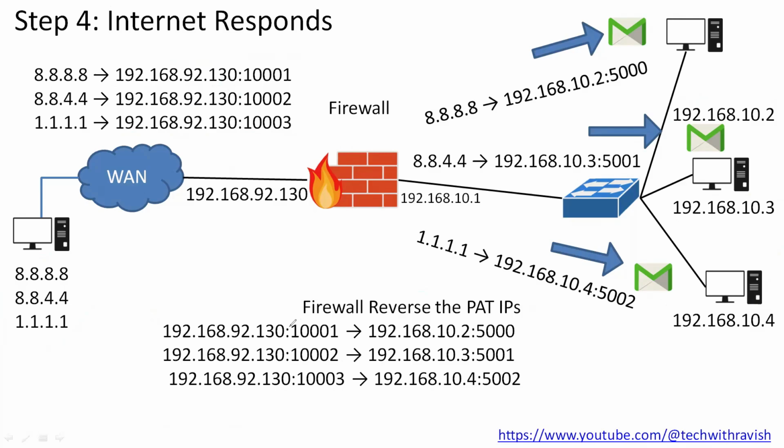So first, 10001 will be changed to 192.168.10.2 colon 5000. Second, 10002 will be converted to 192.168.10.3 colon 5000, and third will be converted to 192.168.10.4 colon 5002. So this is how the traffic will be forwarded in case of port address translation. A single IP address is used on the wide area network by adding port numbers after it. Okay, now let's talk about the next one.